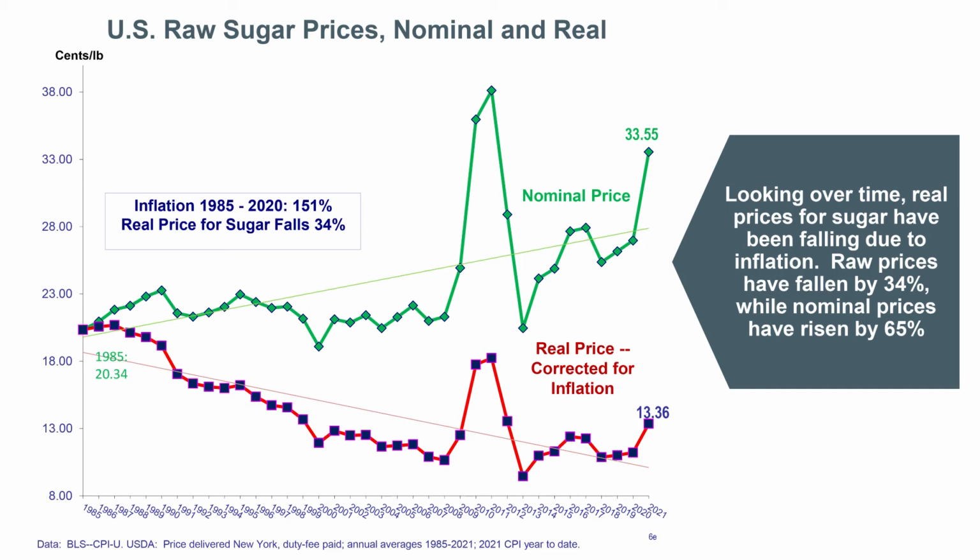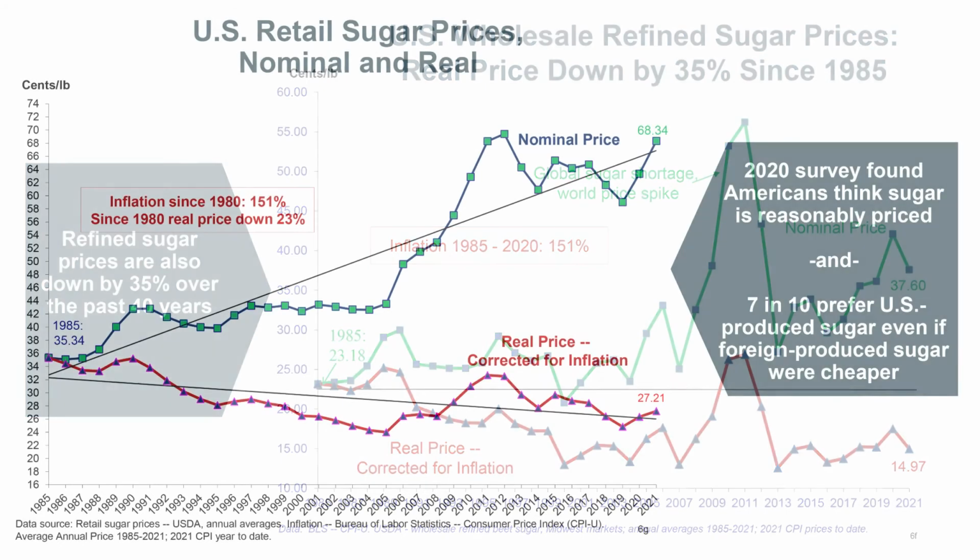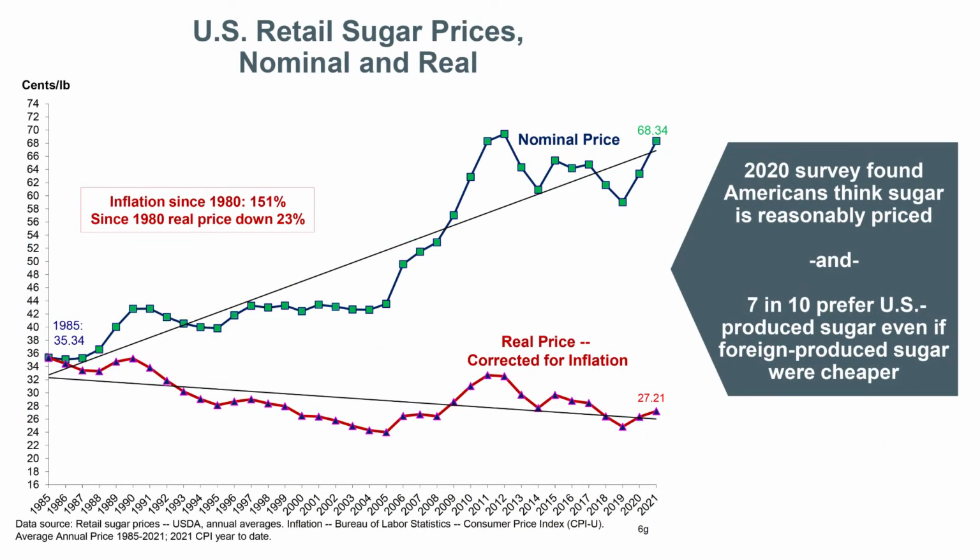Okay, one thing we hear from our sugar users is that prices are running high, but when we look actually over time, we account for inflation. Real prices for sugar have actually been falling over the last 4 decades. Raw prices have fallen by about 34% over the last 40 years. Similarly, wholesale refined prices have fallen as well by about 35% over the last 40 years. Nominal sugar prices at the retail level are also relatively flat, down just a little bit.